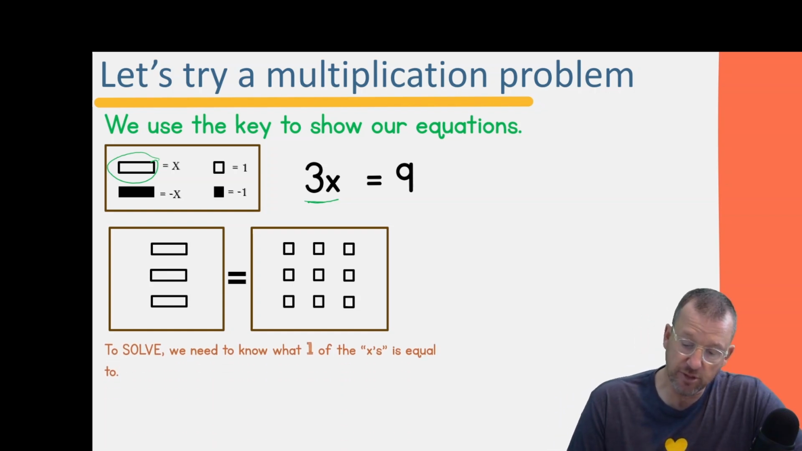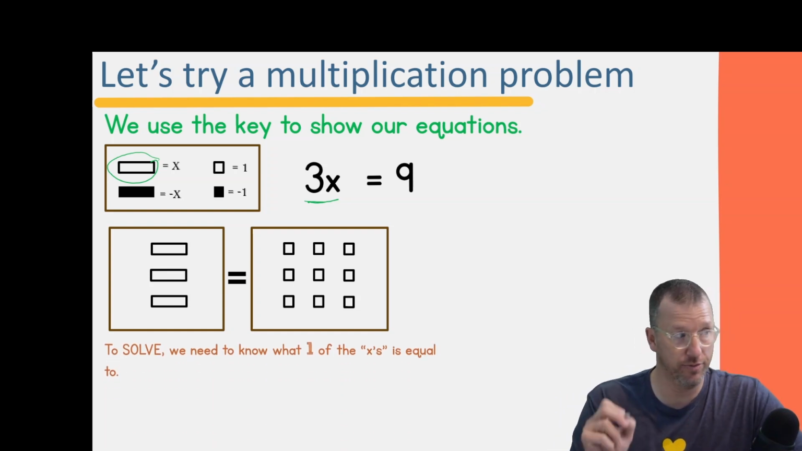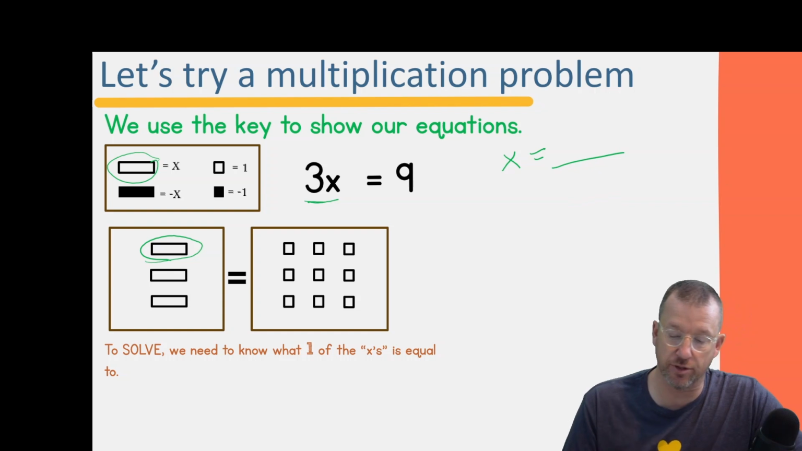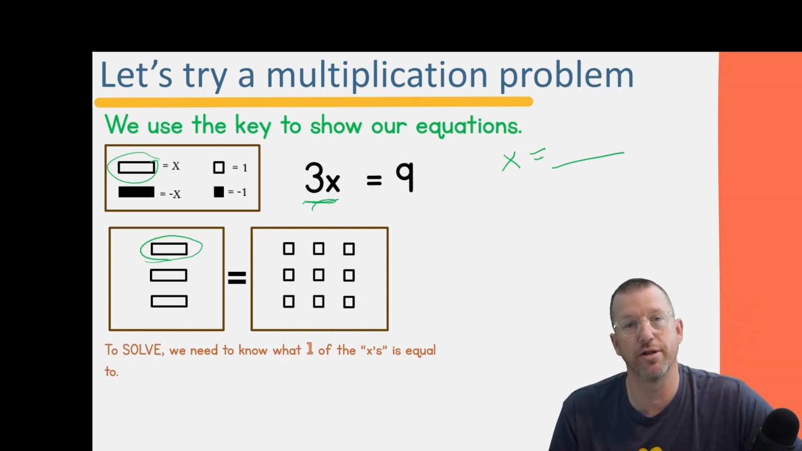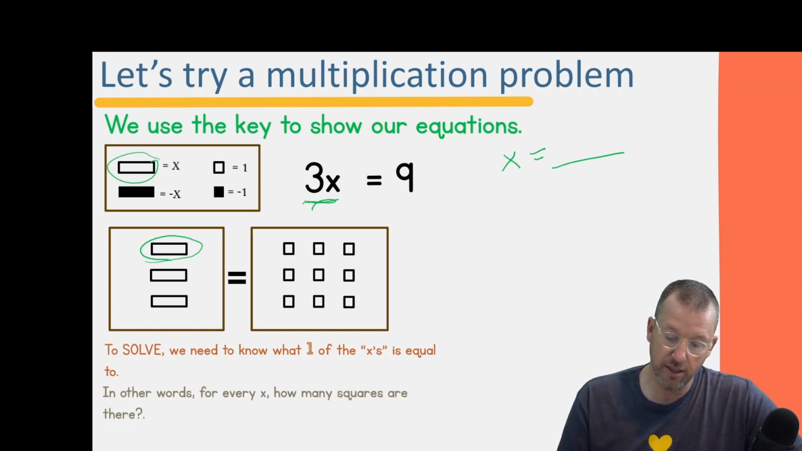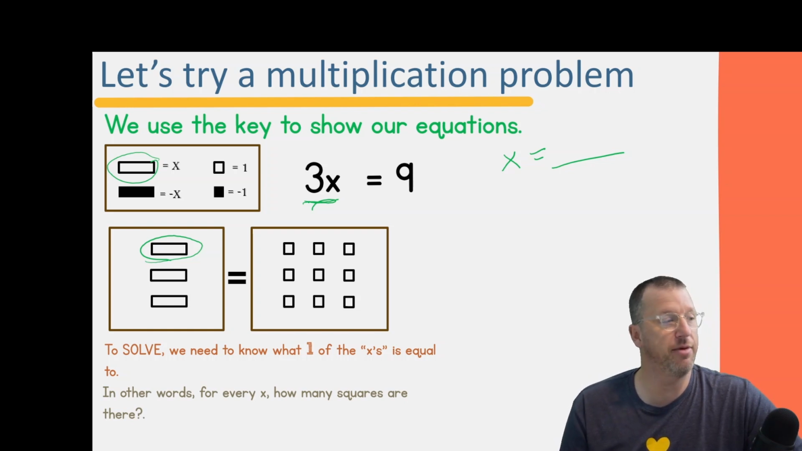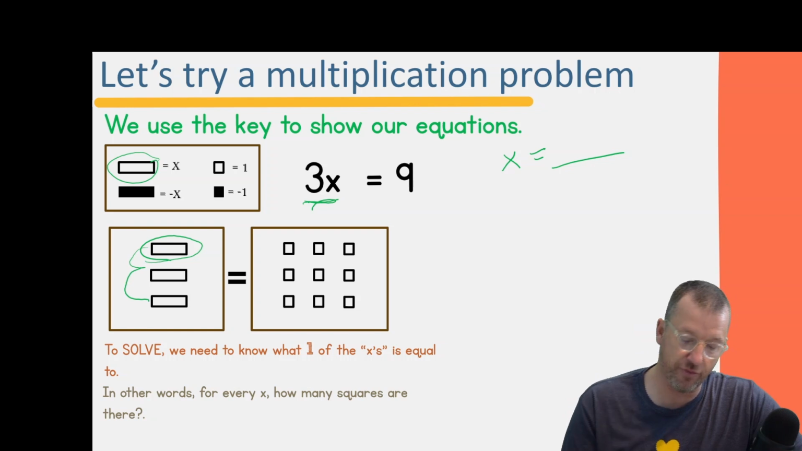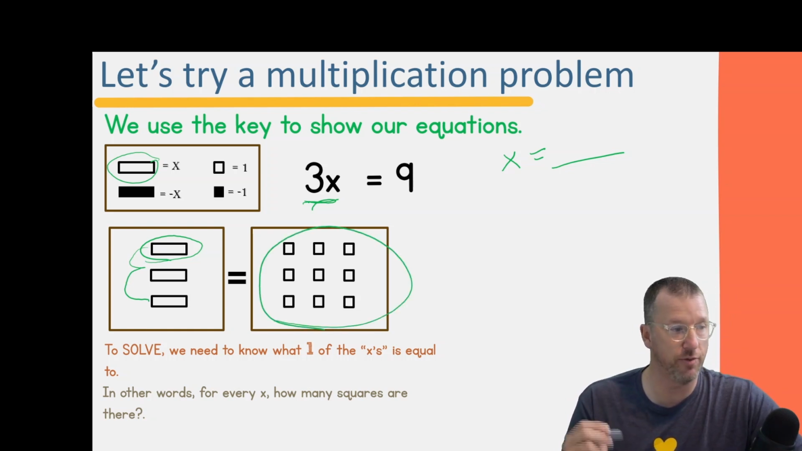Now, to solve, this is a little interesting, we need to know what one of these x's is. Remember, we're trying to get to the point where we say x equals something. Right now, we're saying 3 x's equals something. We just want to know what one of those x's equals. So for every x, we need to find out how many squares go with every x. Well, how many x's do we have? We have 3 of them. So we have to break our number over here into 3 groups because we want to figure out how many of them will go in each group.